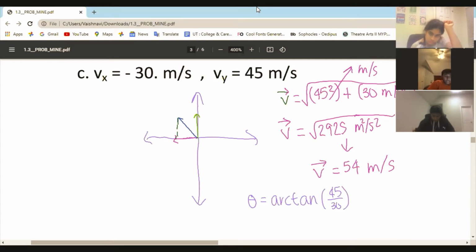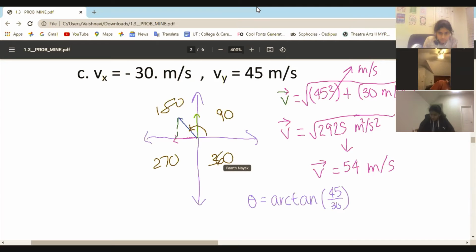So whenever we're looking at the complete angle, it would be all of this. And the way that we would find that is by simply adding 90 degrees, because this is 90 degrees. This would be a full 180. This would be a full 270, and this would be a full 360. So let's look at it that way.